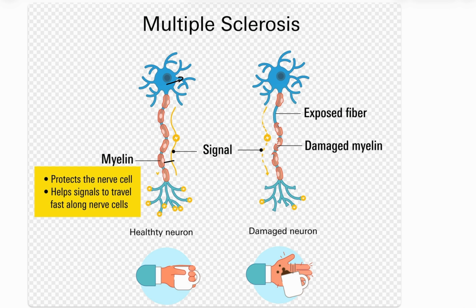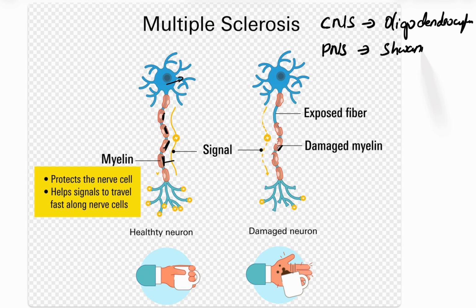So in multiple sclerosis, if we get a patient who is diagnosed with multiple sclerosis, what is happening to the patient is that the myelin sheath is disturbed, or destroyed. See that it is damaged. So why is it damaged? In our body, in the central nervous system, the myelin sheath is produced by oligodendrocytes. And in the peripheral nervous system, the myelin sheath is produced by Schwann cells.